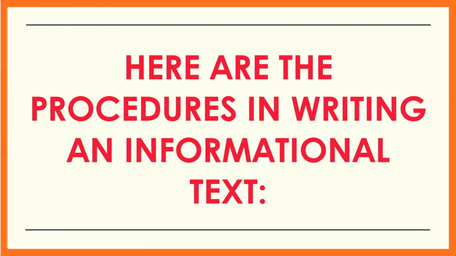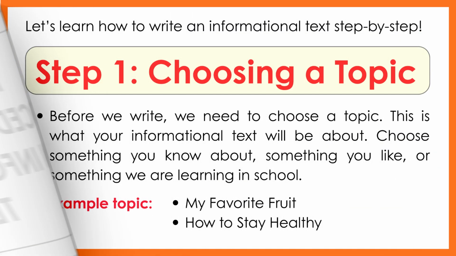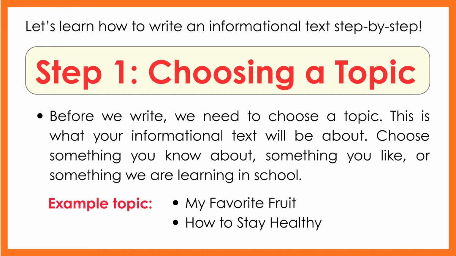Here are the procedures in writing an informational text. Let's learn how to write an informational text, step by step. Step 1. Choosing a topic. Before we write, we need to choose a topic. This is what your informational text will be about. Choose something you know about, something you like, or something we are learning in school. Example topic: my favorite fruit. How to stay healthy.